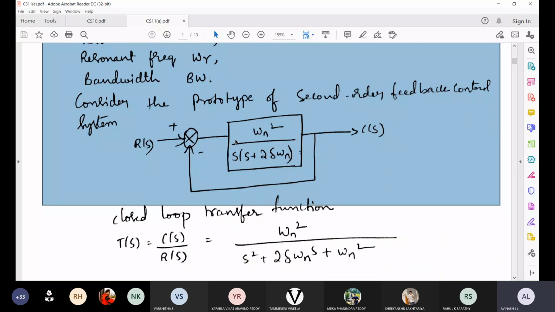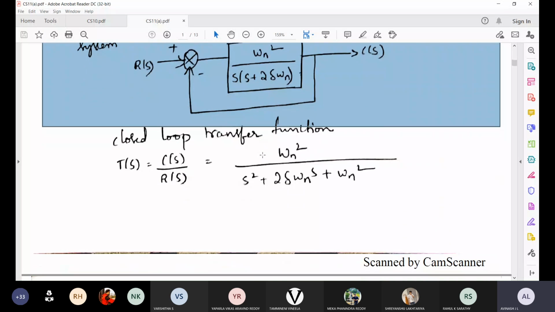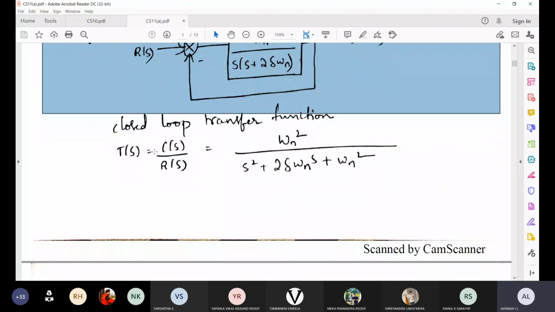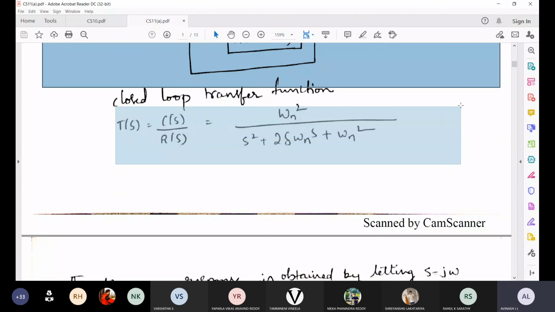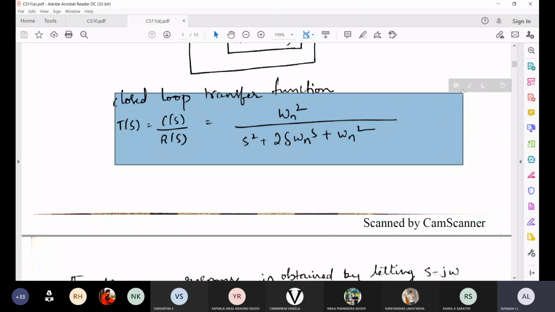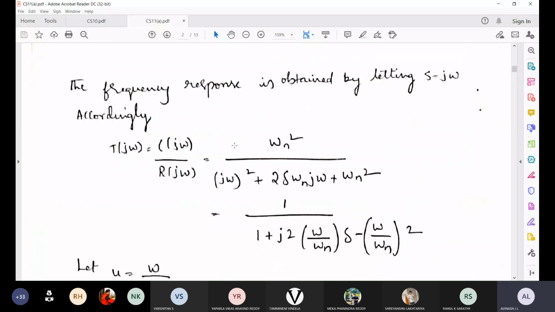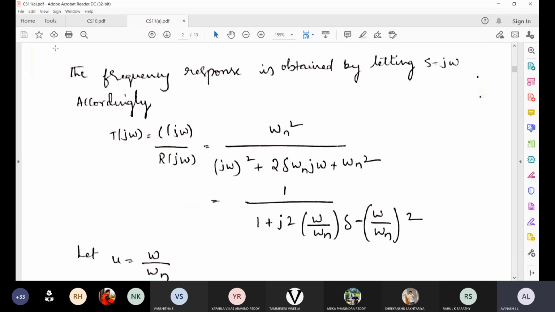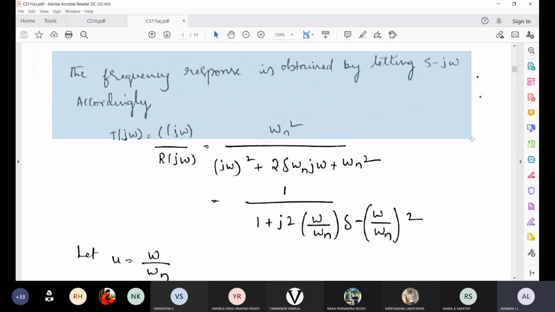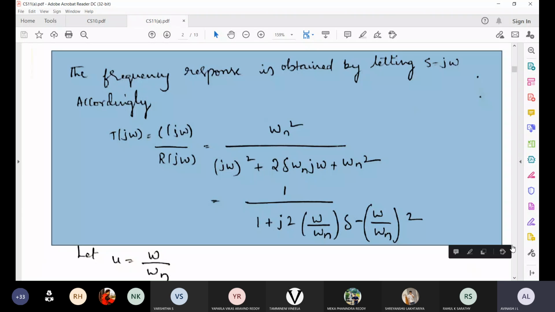Once we consider this, the closed loop transfer function is given by T of s equal to C of s divided by R of s, that is equal to omega n squared divided by the same equation. Like what we have taken in the time domain, the same equation you can take here also. Now one thing we need to understand: the frequency response is obtained by letting s equal to j omega. Accordingly, T of j omega is equal to C of j omega divided by R of j omega.